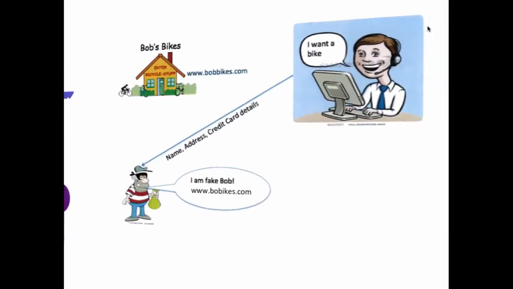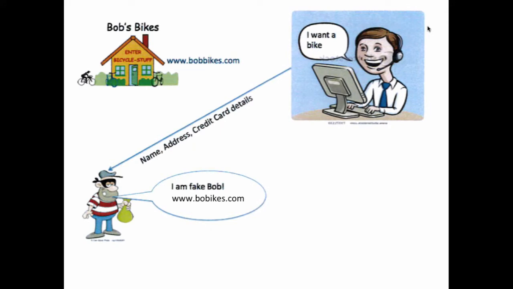Now, let's put it all together and see how it all works in the real world. Bob has a business selling bikes. Peter is keen to buy a bike. If there is no secure method of payment, somebody else could pretend to be Bob's bike's business. As a result, Peter could send his personal details and money to the wrong person. What is needed is a way of making sure the person you are sending your details to really is that person. So Peter needs to be sure he is talking to Bob from Bob's Bikes and no one else.